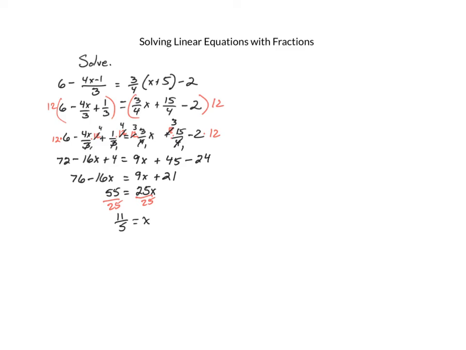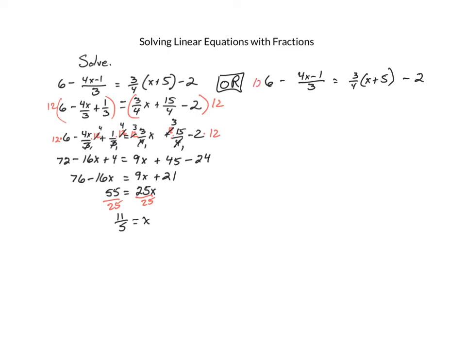But I want to take you back to the first line, right up at the beginning, when it was 6 minus 4x minus 1 over 3 equals 3/4 times x plus 5 minus 2. Instead of distributing, we could decide to clear out fractions right from the first step. Notice the least common multiple would be 12. So we're going to multiply by 12.